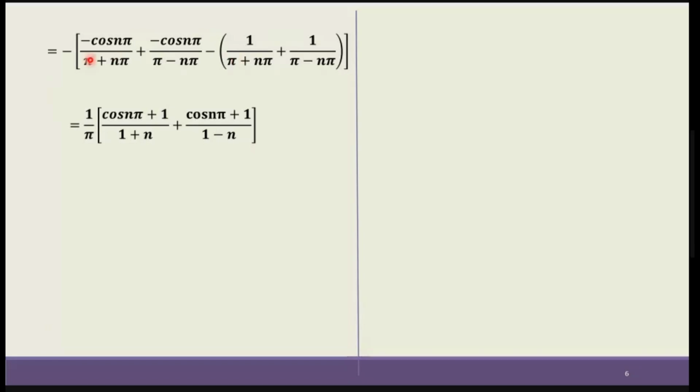Now combine these two terms. After taking the minus sign common, now combine the common denominators. The 1 plus n terms have to be combined. You will get cos n pi plus 1 plus cos n pi plus 1. Again, cos n pi plus 1 is common, which can be taken outside, and replace cos n pi by minus 1 raised to n. After that, I cross multiplied here. So 1 minus n plus 1 plus n upon 1 plus n into 1 minus n.